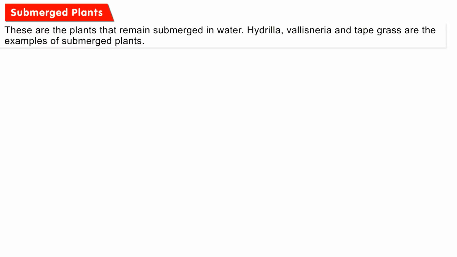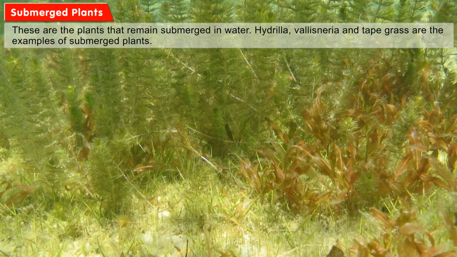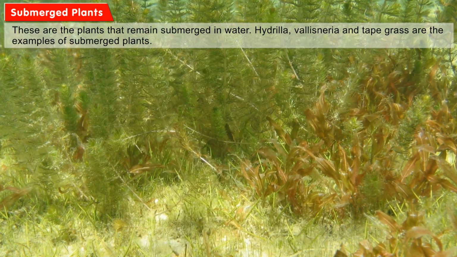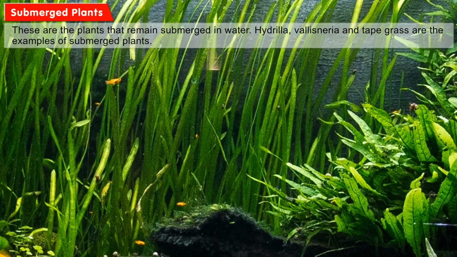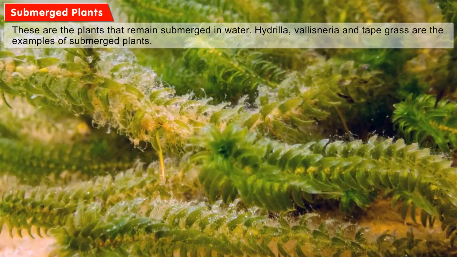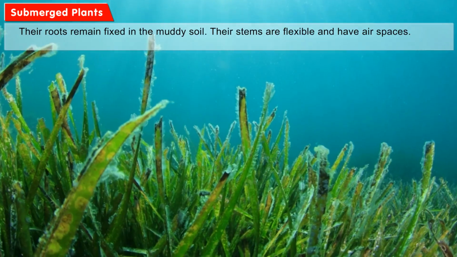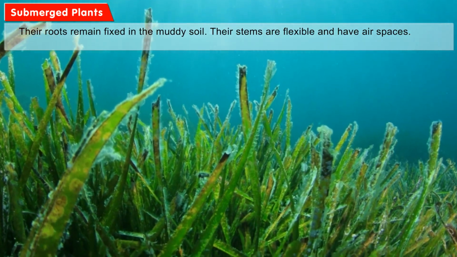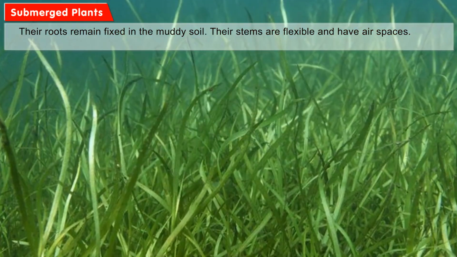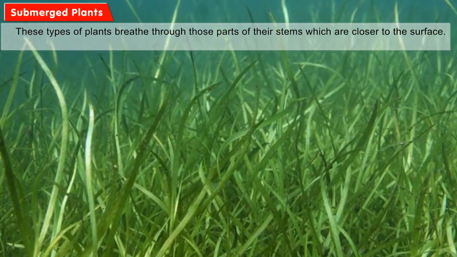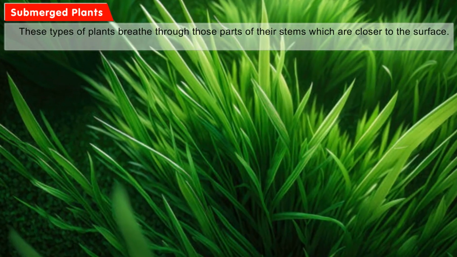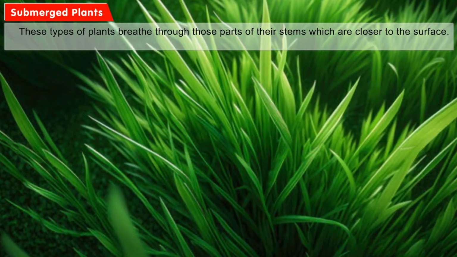Submerged plants. These are the plants that remain submerged in water. Hydrilla, Vallisneria and tape grass are the examples of submerged plants. Their roots remain fixed in the muddy soil. Their stems are flexible and have air spaces. These types of plants breathe through those parts of their stems which are closer to the surface.